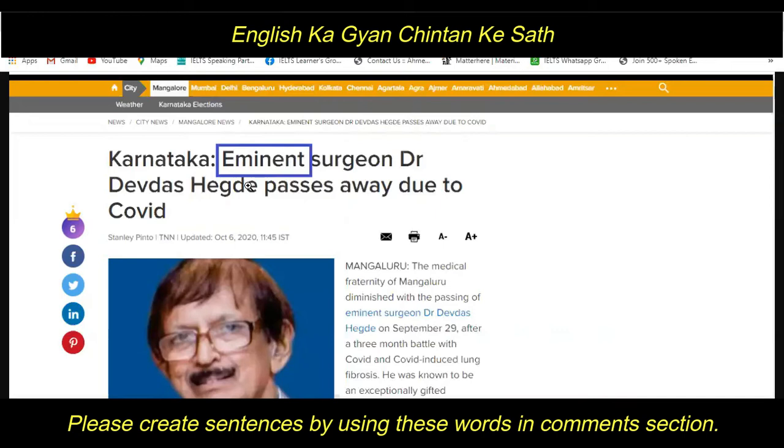So instead of using famous surgeon, respected surgeon, or well-known surgeon, they have utilized the word eminent. Eminent surgeon, famous surgeon. So now probably you get a 100% idea in which context this particular word can be utilized.